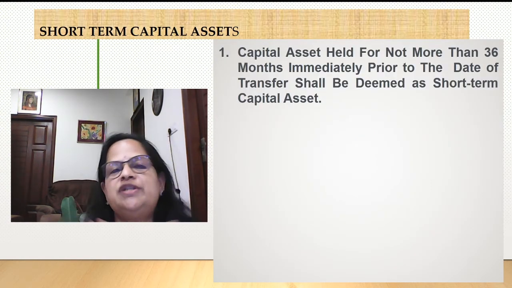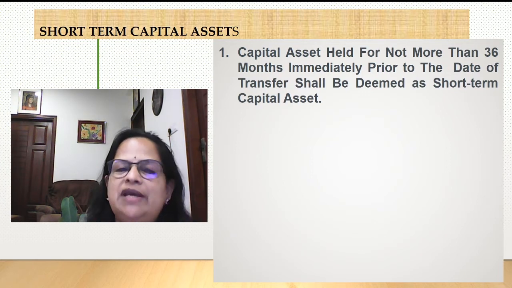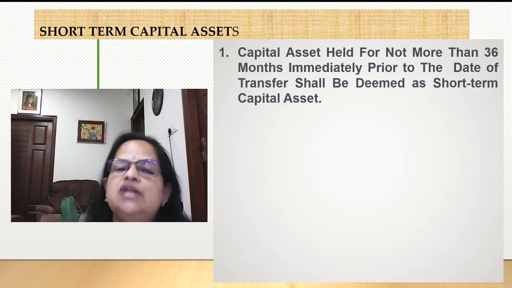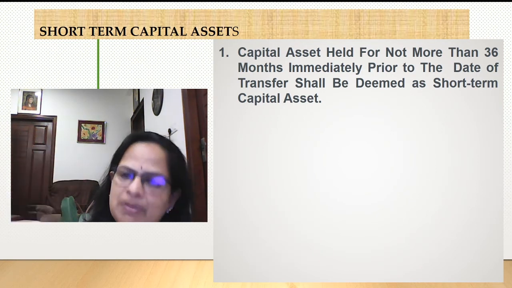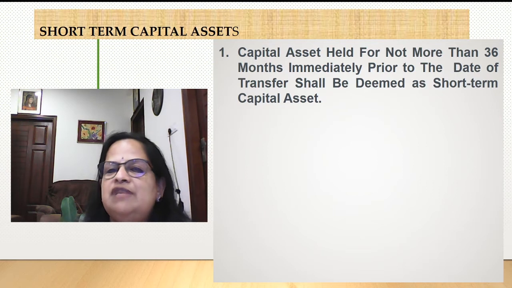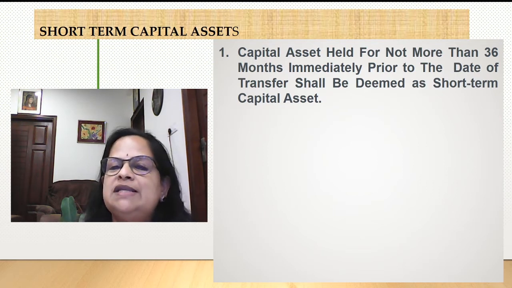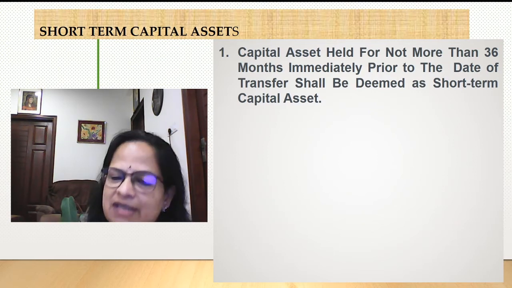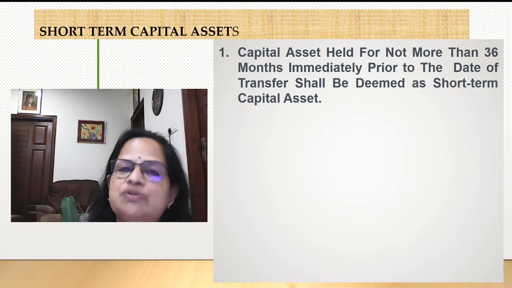Now, what is short-term capital asset? Usually the definition is an asset held for not more than 36 months. 36 months means 3 years. 2 exemptions are there: one is 12 months and one is 24 months. I'm going to explain that. In general, if an assessee has held or kept an asset for less than 3 years prior to the date of transfer, then it is deemed as short-term capital asset. That is in general. There are certain 2 exemptions to this.